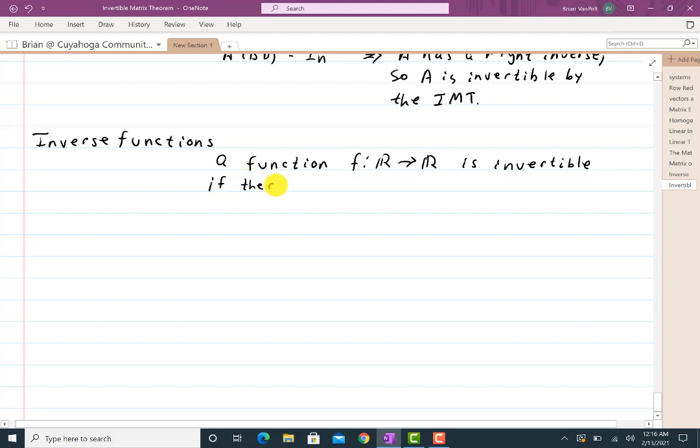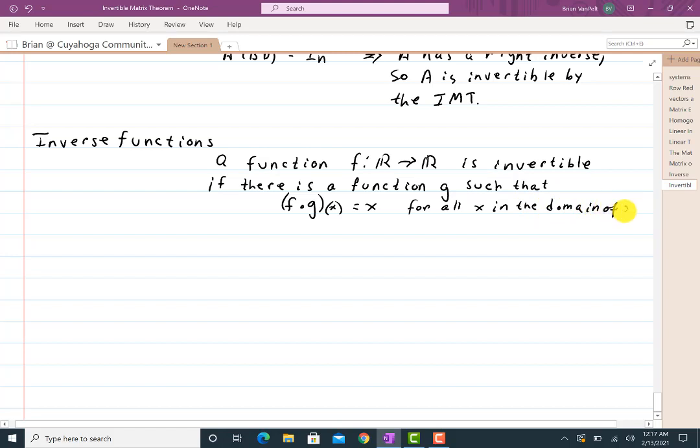if there is a function g such that f circle g of x equals x for all x in the domain of G, and similarly G circle F of x was equal to x for all x in the domain of F.